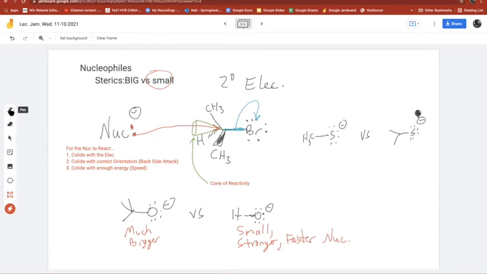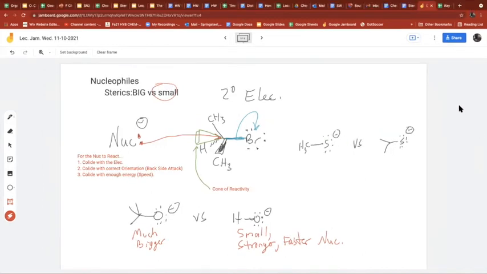Who reacts faster? The smaller one, faster. They're both negative charge, which helps make them react fast. They both have sulfur, which is not that electronegative, polarizable. So they're even there, but the size, the smaller one, is stronger. All right. I think I covered all the nucleophile stuff I want to cover.